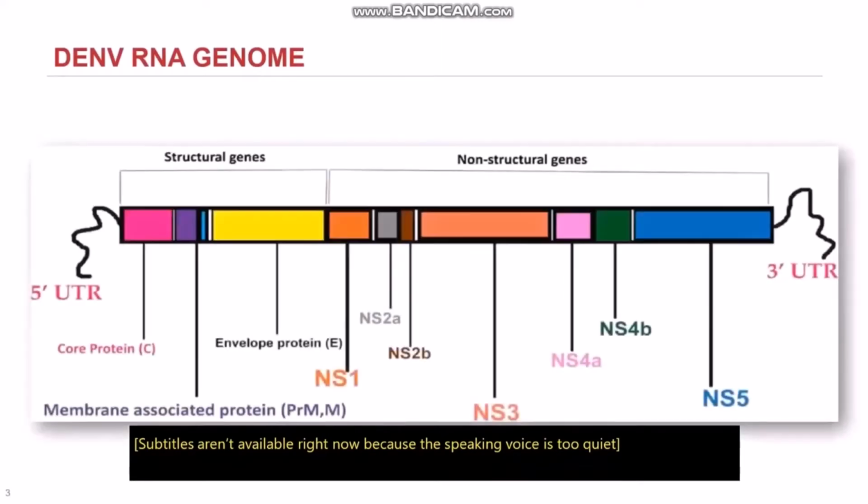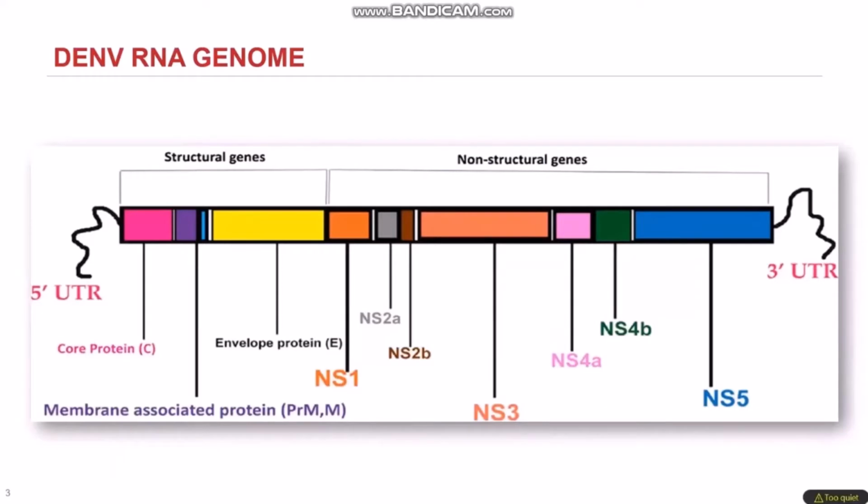The dengue virus genome is about 11,000 bases of positive sense single-stranded RNA that codes for 3 structural proteins, while the next 7 genes encode non-structural proteins.